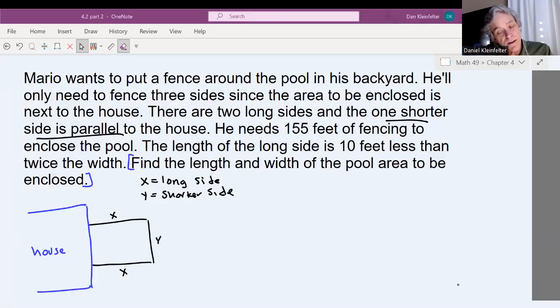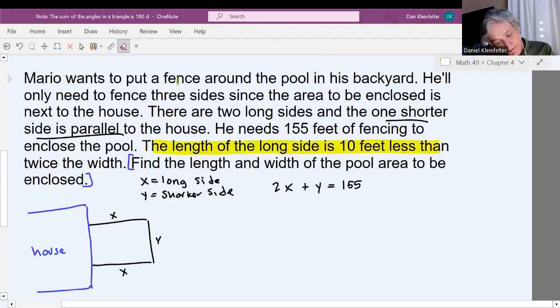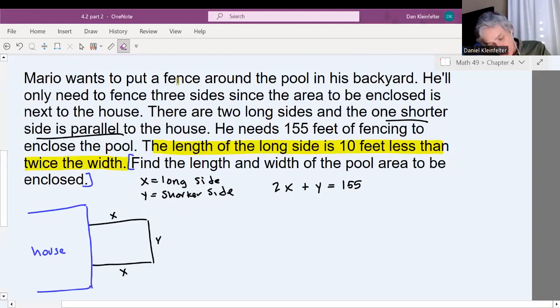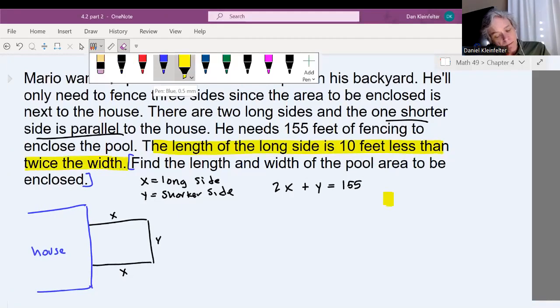All right, so the 155 feet of fencing, how are we going to use it? We're going to use two sides of length x, one side of length y, and that will equal the 155 feet. Okay, so that's one equation that relates x and y. Then the other piece of information is it says the length of the long side is 10 feet less than twice the width. So that yellow highlighted part is going to give us our second equation.